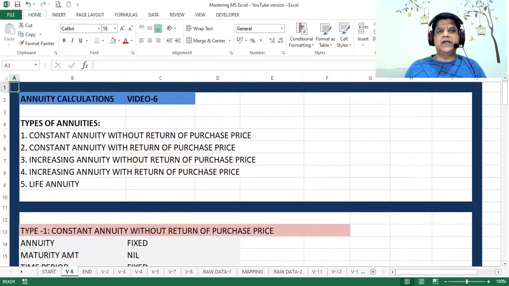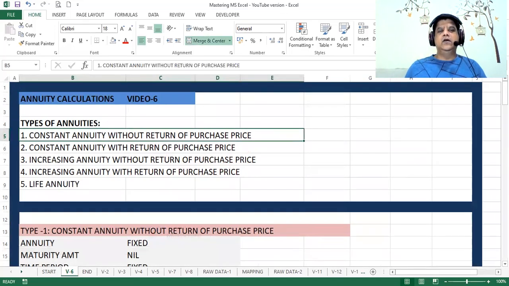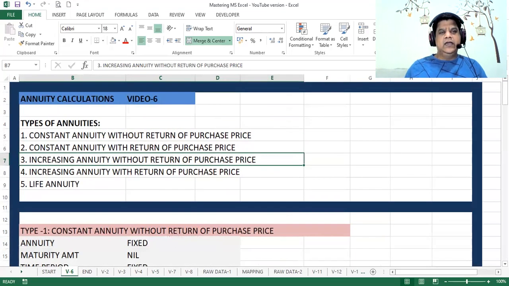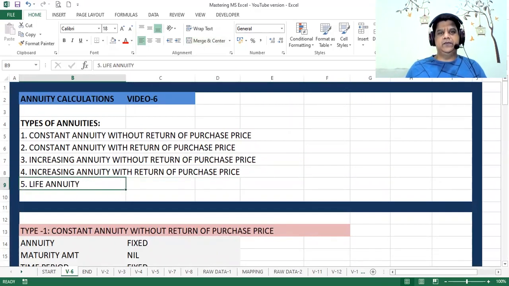So annuity calculations typically are of 5 different types. Constant annuity without return of purchase price, constant annuity with return of purchase price, increasing annuity without return of purchase price, increasing annuity with return of purchase price, and life annuity. Our attempt is to create a product almost similar to the annuity plans which are available in the market. But this will be able to do for the first 4 types. For type number 5, it is not possible because it requires an annuity table. Right? So let's start our calculations.